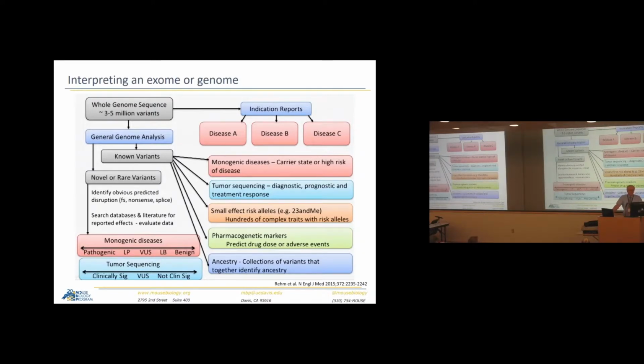If you look at anyone's genome, there are anywhere from 3 to 5 million different variants present. And if you do a general genome analysis, you're going to come up with many that are just simple known variants. They're either known because they cause monogenic diseases, or they're part of tumor sequencing. They may indicate small effect risks like what you see with 23andMe. It could be pharmacogenomic markers to indicate how you will respond or not respond to, or metabolize, certain drugs, as well as ancestry.